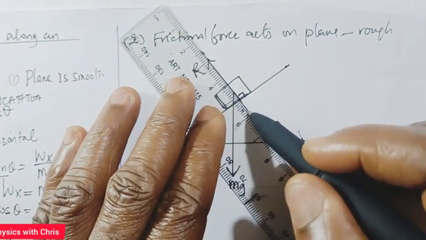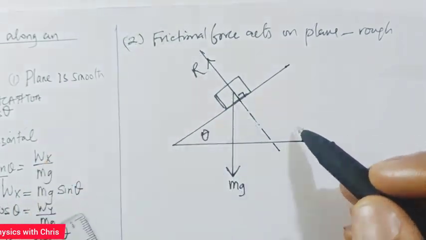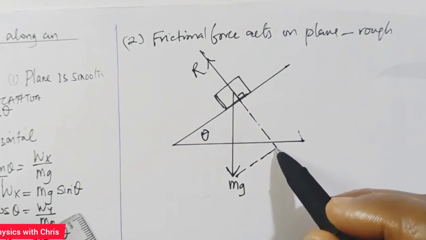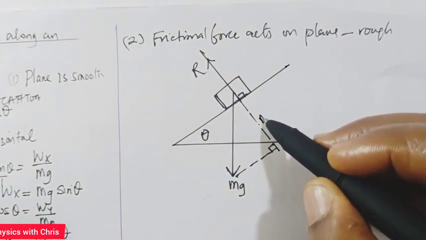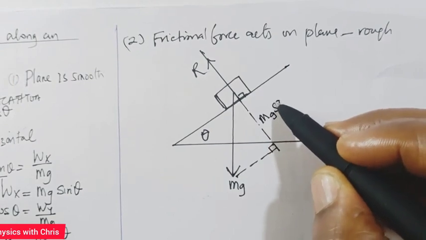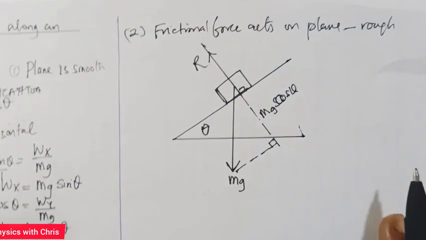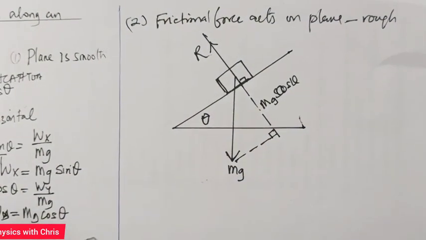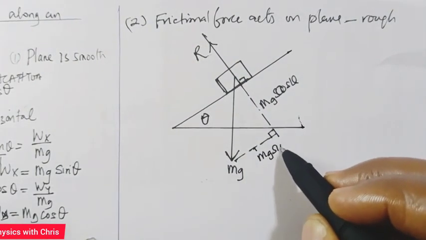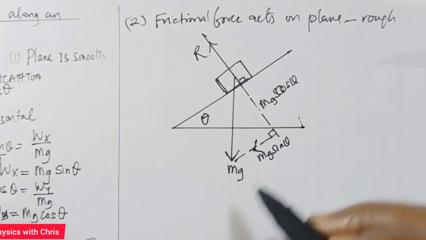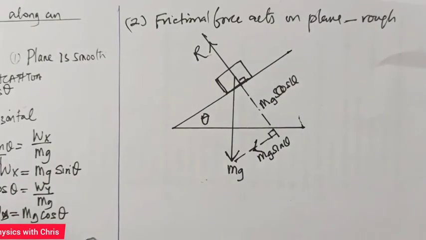Then I produce this such that I can make it up to a right angle triangle. We have derived that the component of the weight acting perpendicular to the plane is mg cos theta, and this is mg sine theta. That is the component of the weight that acts along the direction of motion.